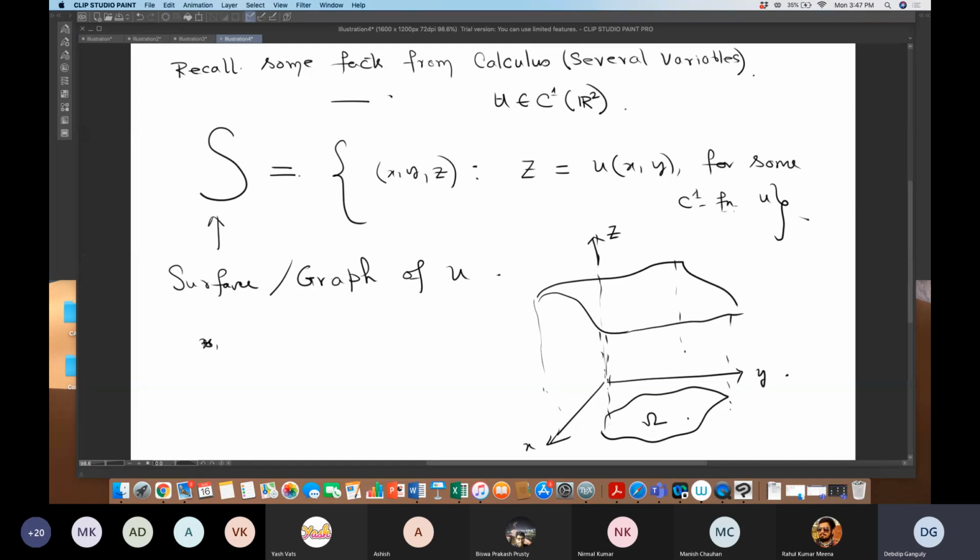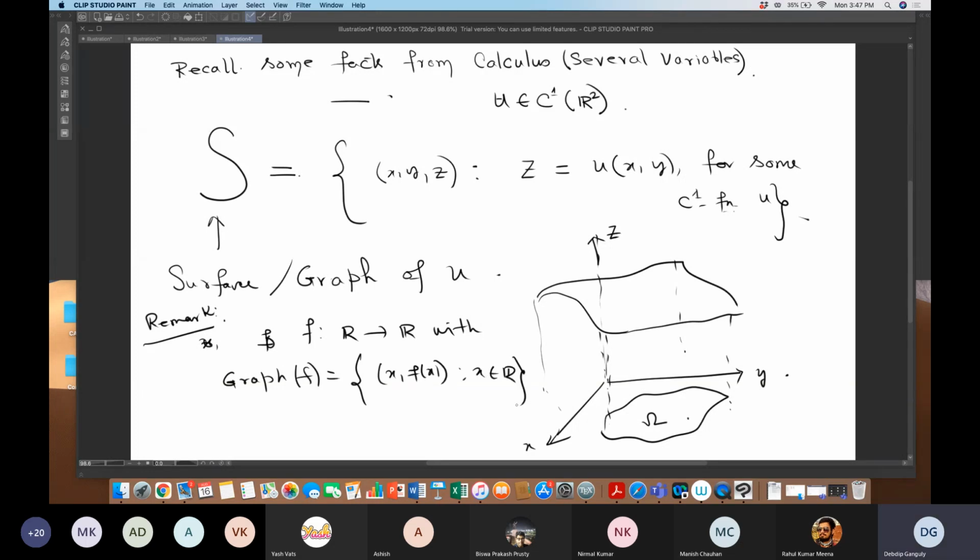Just a remark: if f is a map from R to R, what is the graph of f? It is defined as the set of (x, f(x)) such that x belongs to R. What we actually draw, for example when f(x) equals x square by 2, is the graph. When we draw something on paper, that is a graph of some function.